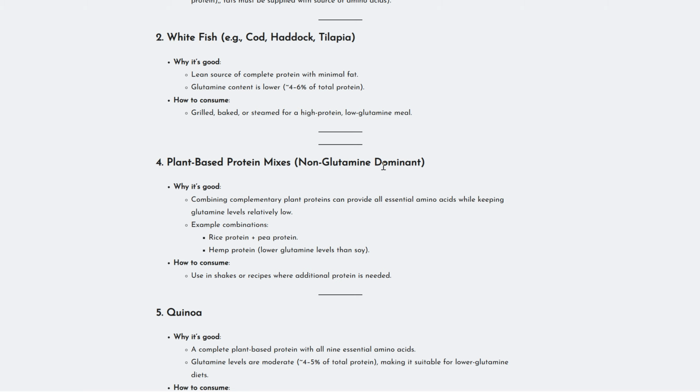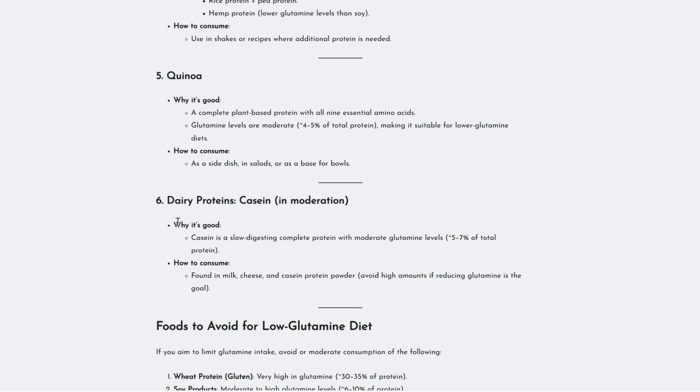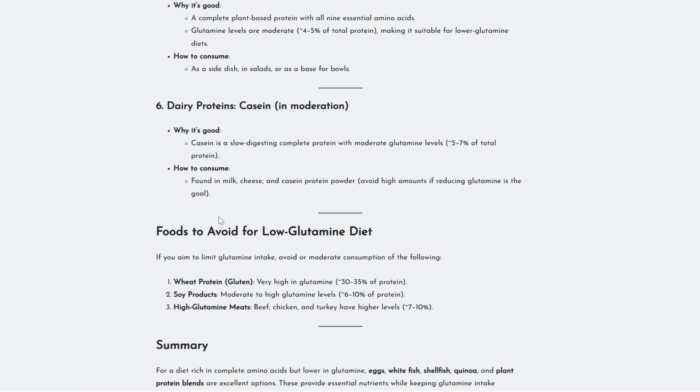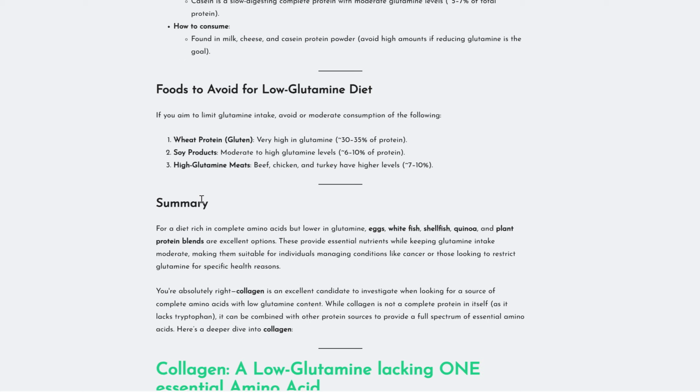Plant-based protein mix, non-glutamine, so those that say low in glutamine. Quinoa, right, have a modest amount. Dairy, casein in moderation. Hydrolyzed collagen is not mentioned, but I will tell you that this is the best way. Foods to avoid: bread, soya products, high glutamine meat like beef, chicken, turkey. They have higher levels, so you may want to avoid these, okay, when you're in that situation.